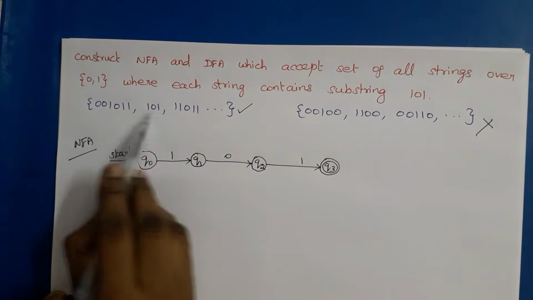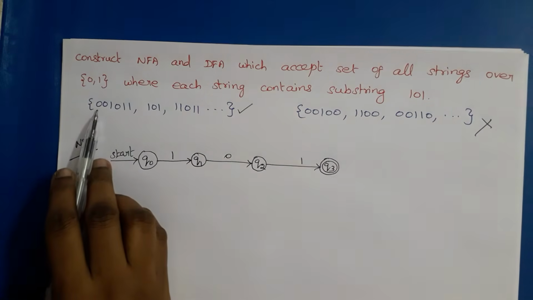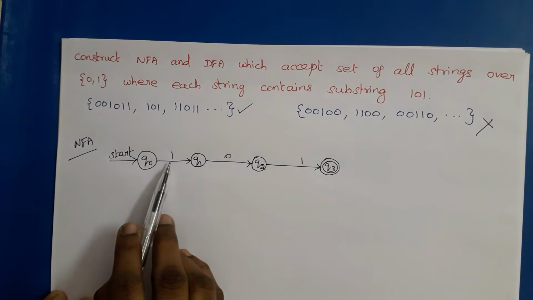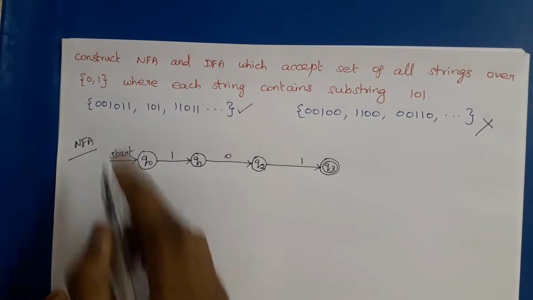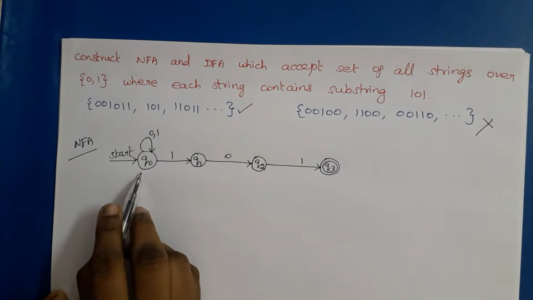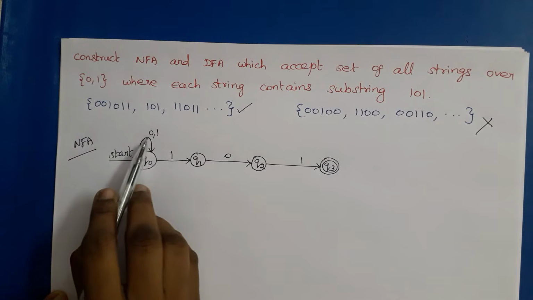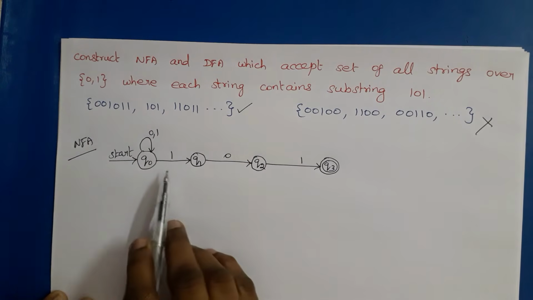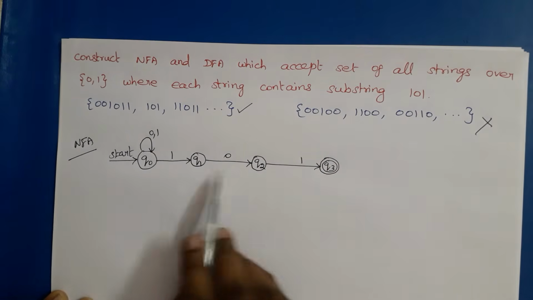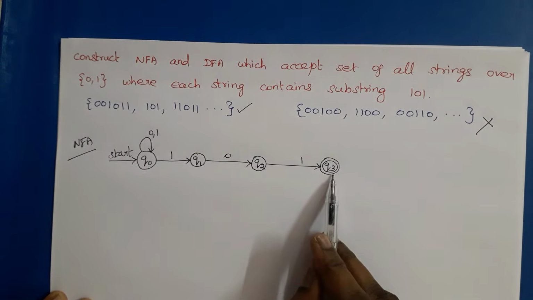So here, 101 is accepted by our NFA. Now consider 00101. The 101 can be preceded by any number of zeros and ones, so that can be represented by a self transition on Q0. From Q0, if 0 is the input symbol, it remains in the same state, and for 1 also it remains in the same state. Then for the substring 101, it changes the state from Q0 to Q1 and reaches Q3. After recognizing the substring 101, we will be in state Q3.